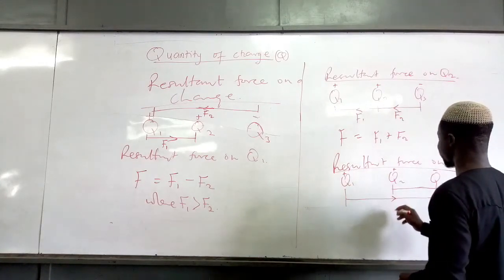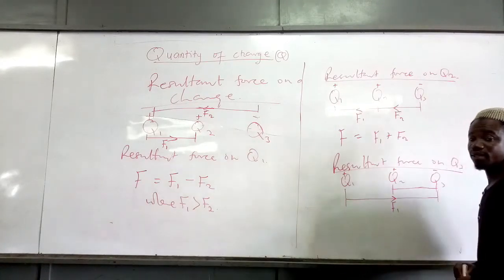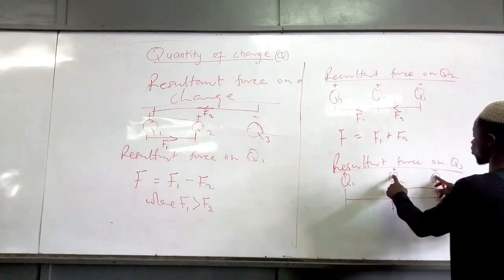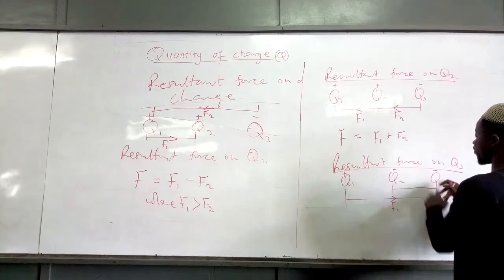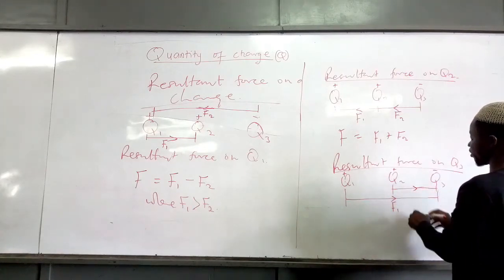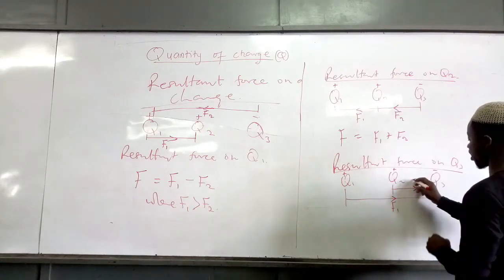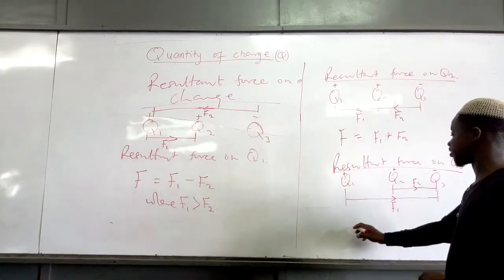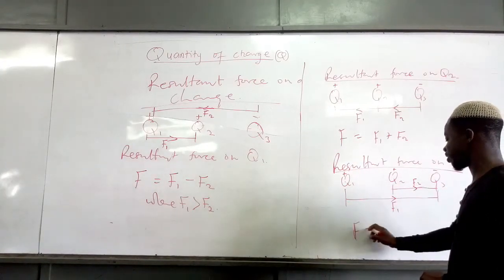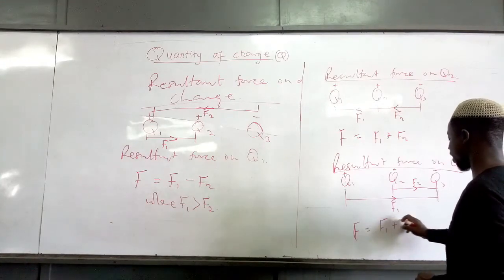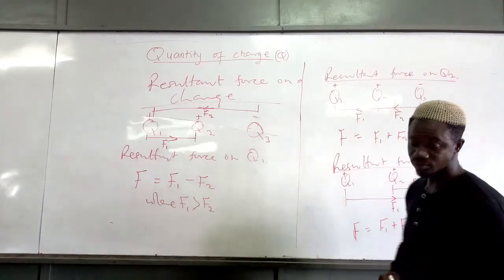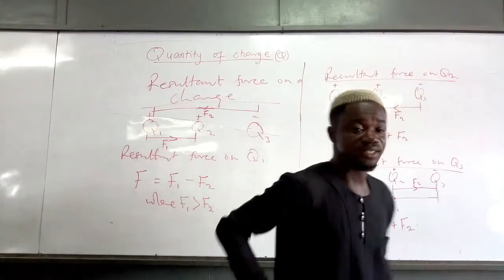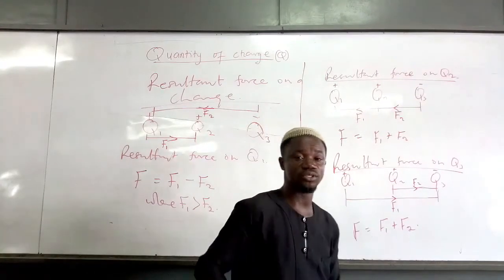So the force is in this direction, F1. Between Q2 and Q3, there will also be attraction because positive, negative. So this one will also be attracted towards this one like this. So F2 will also point here. Now we can see that both F1 and F2 are in the same direction. So the resultant force, F is equal to F1 plus F2. Good. So that is how we determine the resultant force on charges.